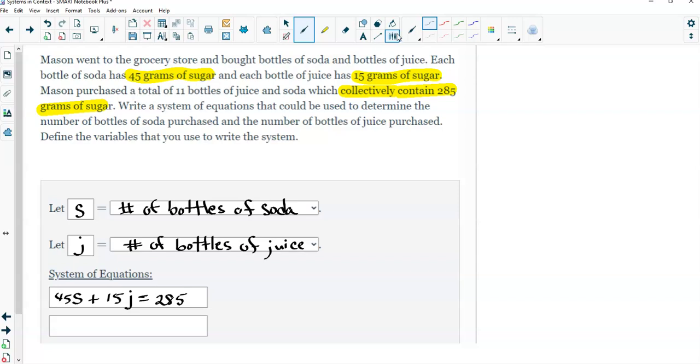Notice the bottles do not specify which. So that means for the bottles, that's what's going to be the difference, right? That's my other equation. So my other equation, that means between sodas and juice, it should be a total of 11. And there are my two equations. So basically, I defined my variables and created my two equations, okay? So that's how you do that.